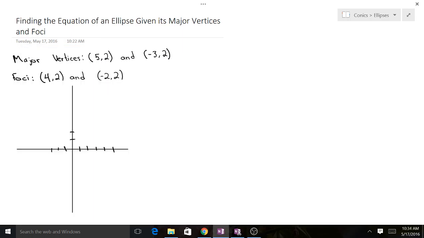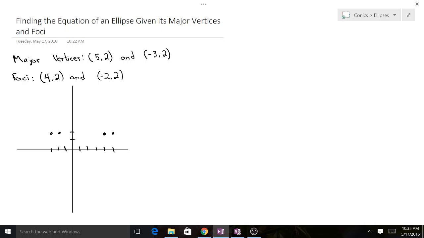Hey guys, so today we're going to find the equation of an ellipse given its major vertices and foci. When I'm given a problem like this, I immediately draw a graph and label all the points we have. We've got (5, 2) as a major vertex, (4, 2) as a focus, (-2, 2) as another focus, and our final major vertex is (-3, 2). So we get something like this.